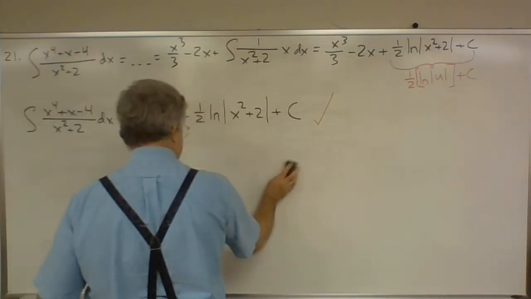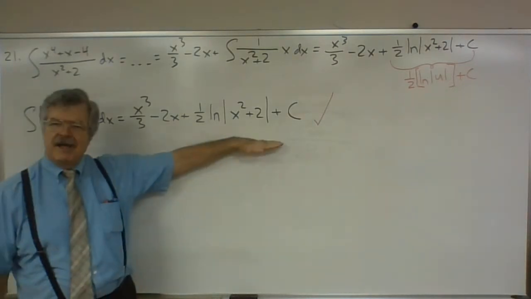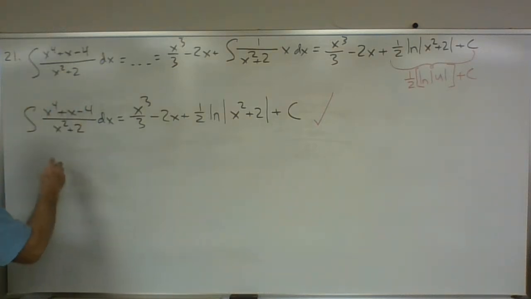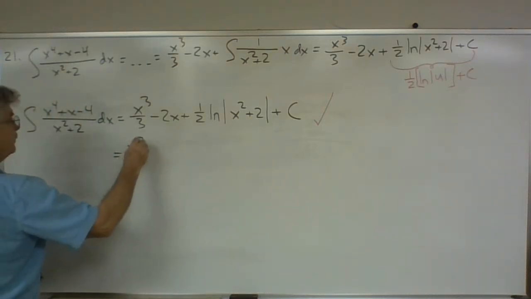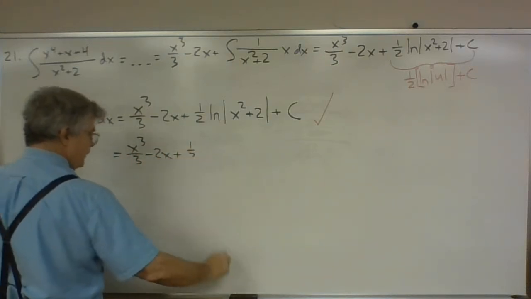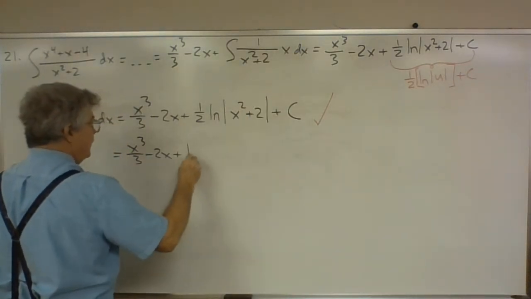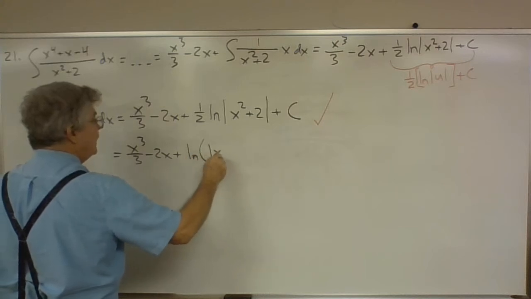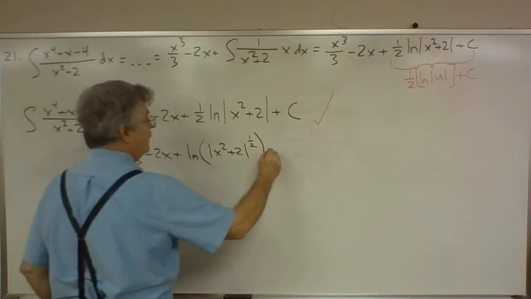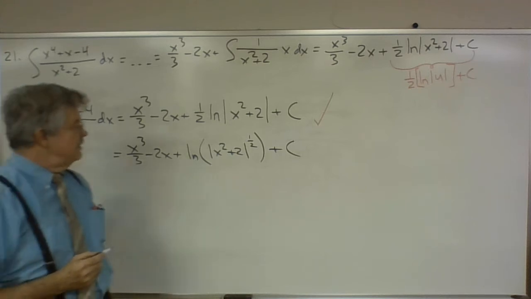So let's just rewrite it and make sure that we can get what they get in the back of the book. But on a test, if I'm doing this on a test, I'm going to stop right here, okay? So we have x cubed over 3 minus 2x plus 1, no. We're going to take this 1/2 and move it to the exponent. Natural log of absolute value of x squared plus 2 to the 1/2 plus c.